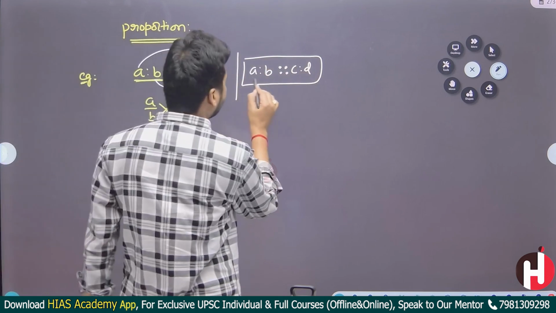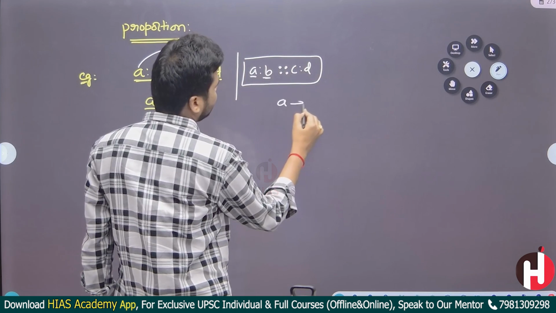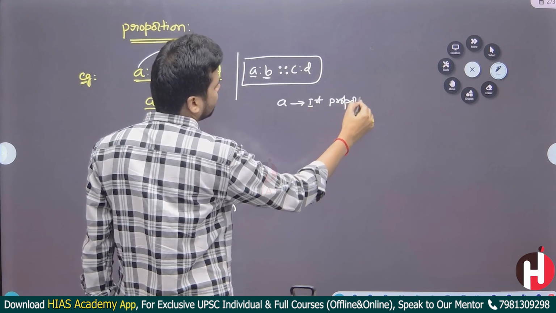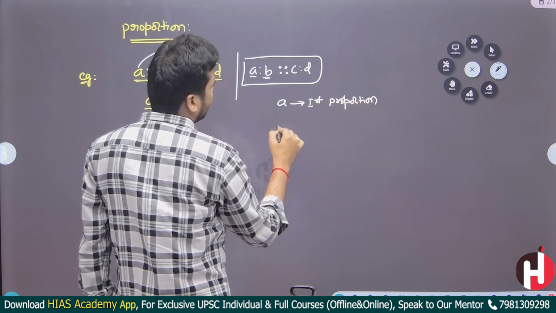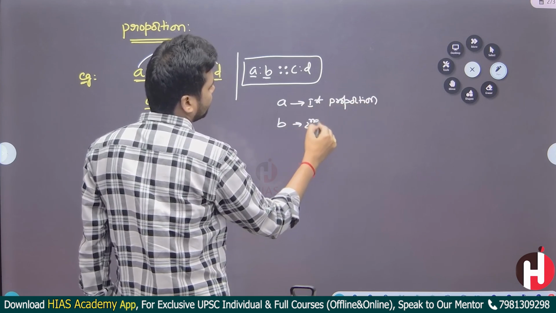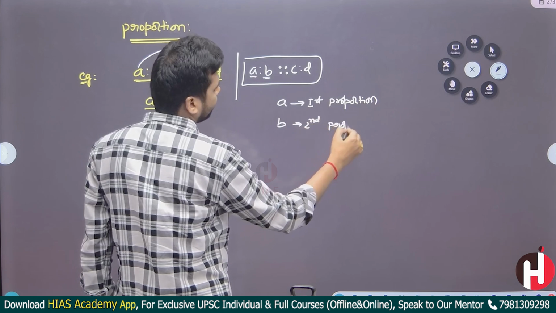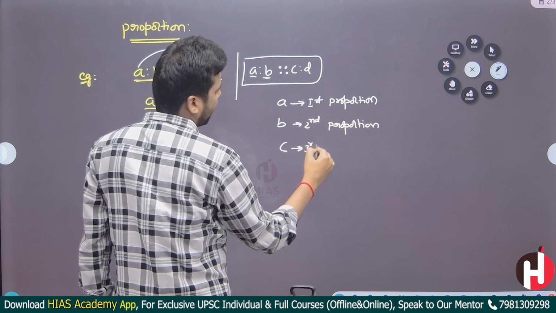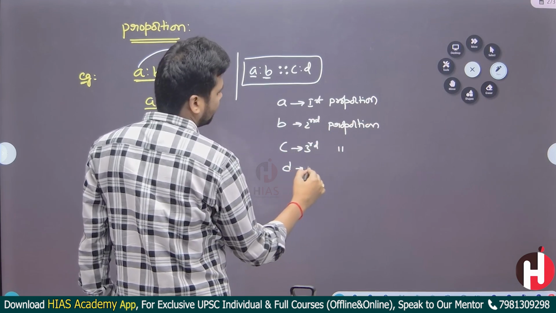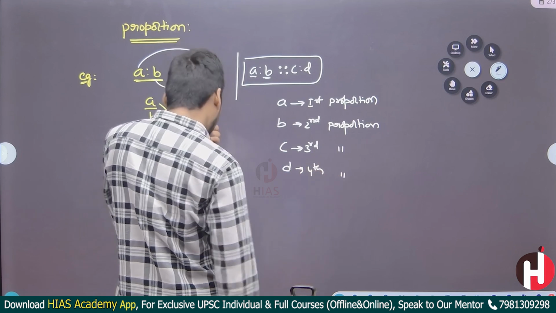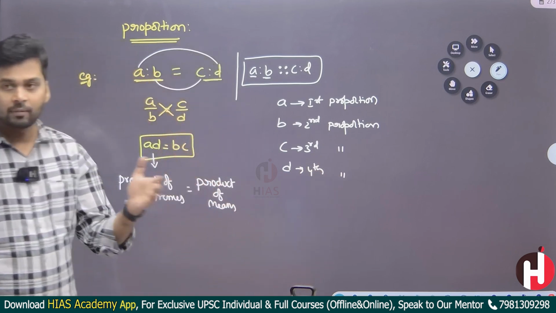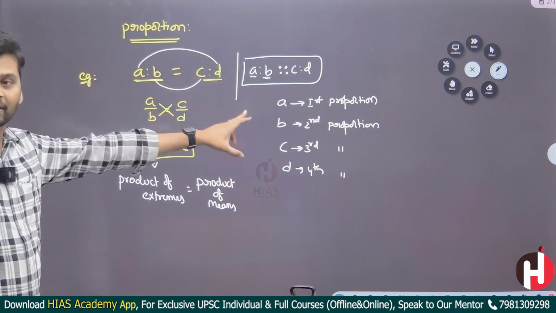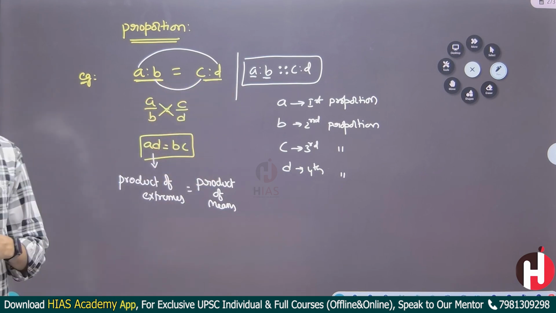And we also have names for each term. A is called the first proportion. B is called the second proportion. C is called the third proportion. D is called the fourth proportion. Because sometimes the problem will ask: what is the third proportion of the numbers? What is the fourth proportion? So we will consider from this. Please note this down.